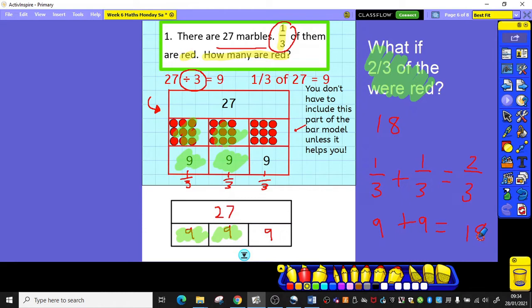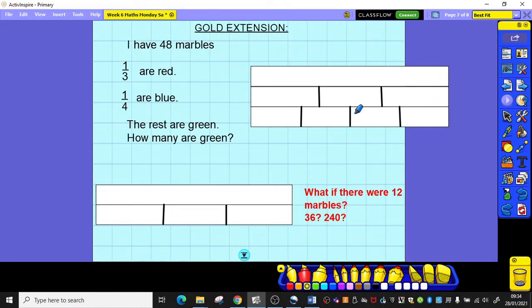Just be aware, gold, you're not always asked ultimately just what is red. You might be asked how many are green. If this was the green amount, let's say another third were green, then that third would be 9. So I'd like bronze and silver to start their challenges. If you're going to do the gold challenge today, then you might just want to listen to the gold extension because this will push your understanding on even further today.